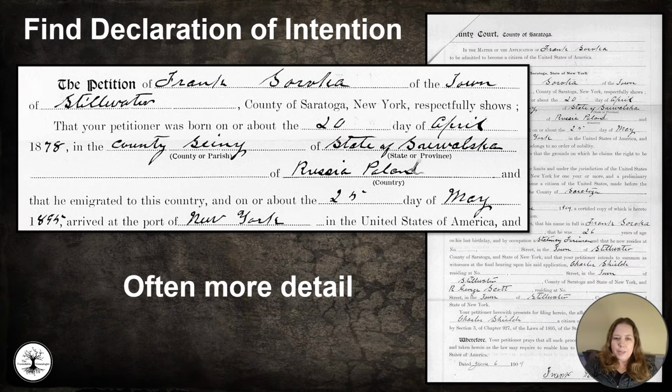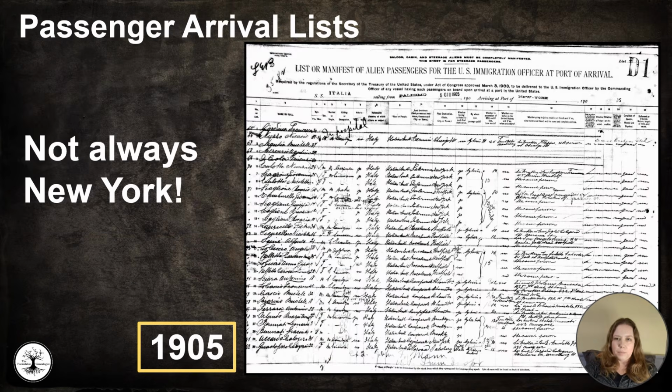Declaration of intention to become a citizen does not necessarily have to be filed in the same place as the naturalization. So you might find notes of where somebody filed it, many, many states away, perhaps at the first place that they lived when they came over. Maybe it'll be something like Frank Soroka here, who never actually naturalized. He only did the declaration of intention, never naturalized.